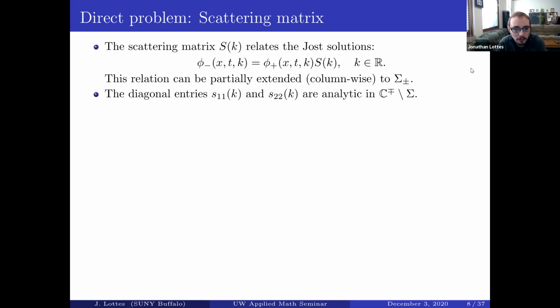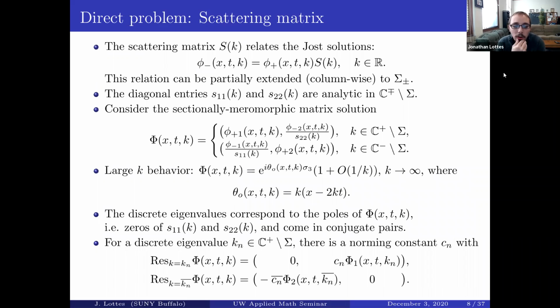And also the diagonal entries of the scattering matrix, S11 and S22, those are analytic in the lower and upper half planes, respectively, again, away from the continuous spectrum. And so we can take all these analytic pieces and stitch them together to get a new simultaneous solution to the Lax pair. So we take in the upper half plane phi plus 1 and phi minus 2. In the lower half plane, we take phi minus 1 and phi plus 2. And then we rescale them by the analytic scattering coefficients that'll help in the Riemann-Hilbert problem formulation.